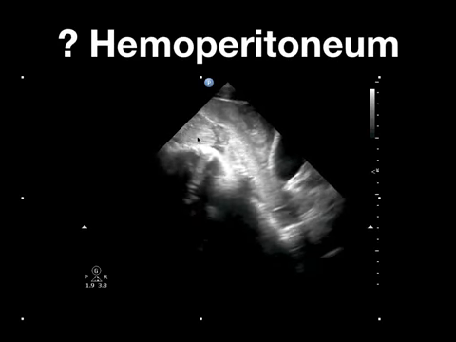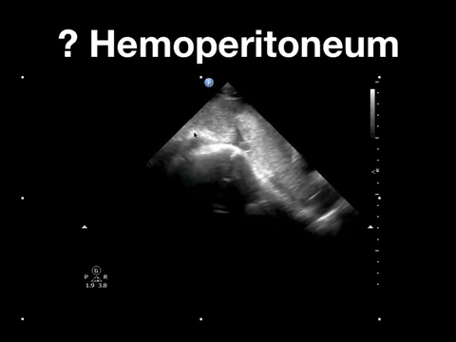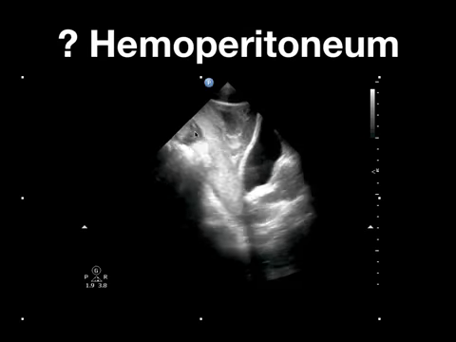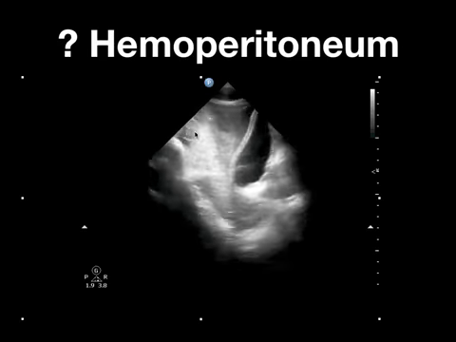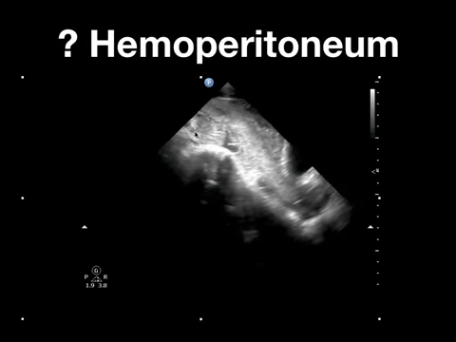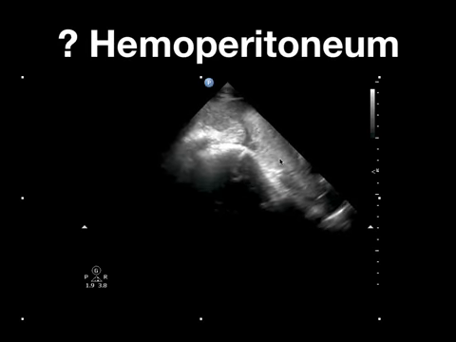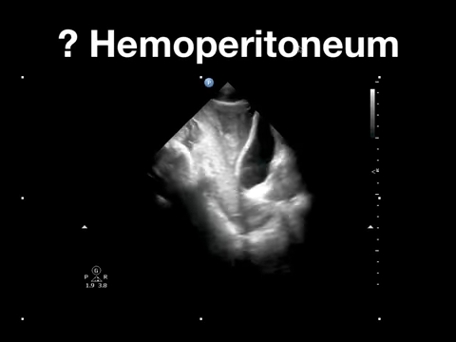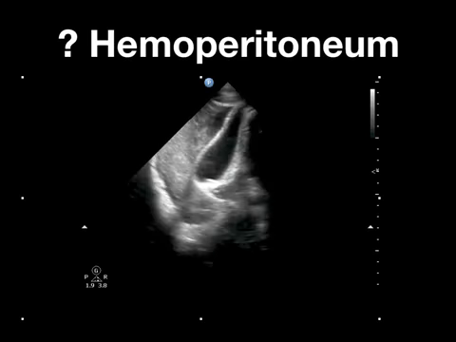There's no wall surrounding it, and you can see that there's bowel moving up here that the fluid is interacting with. So this was a patient who had a grade 5 splenic lac with massive hemoperitoneum, and this is a large amount of complex fluid down in the pelvis.